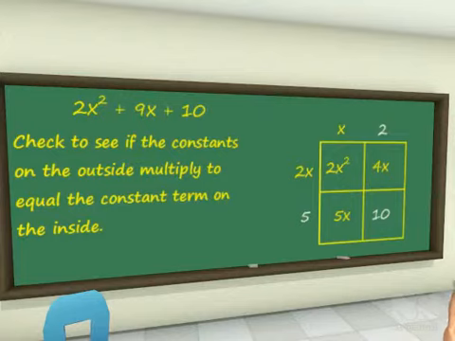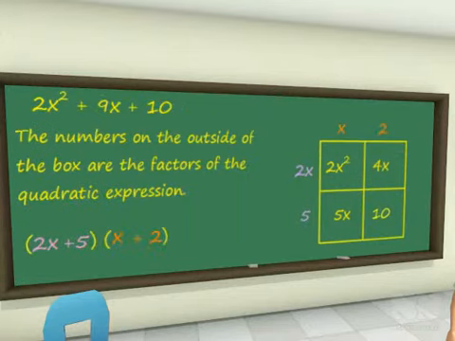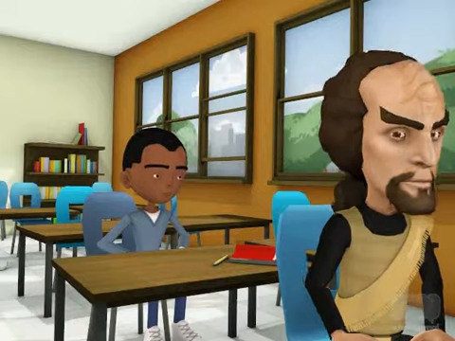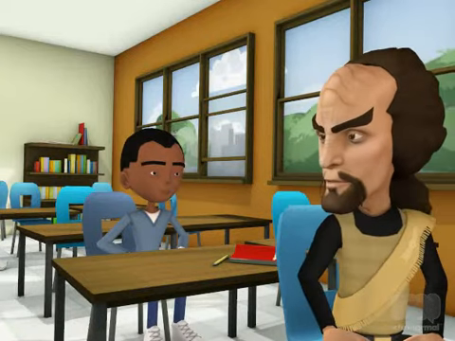The factors of the quadratic are the binomials written on the outside of the square. So in this case, it's 2x plus 5 from the left side and x plus 2 from the top. So we are done. Yay.